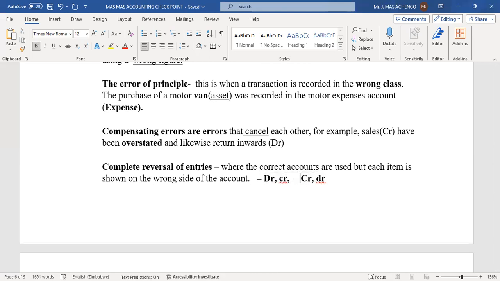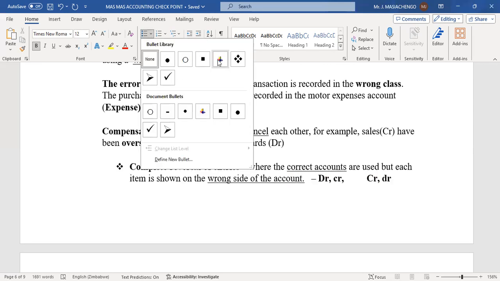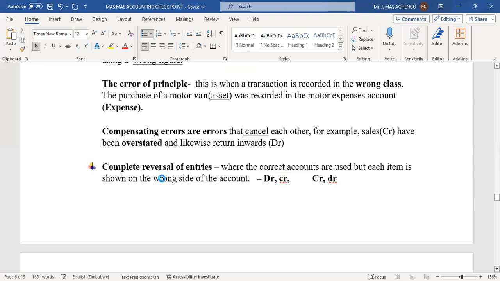Are you seeing the error? An account that was supposed to be debited was credited. An account that was supposed to be credited was debited. This is a complete reversal of what? Of entries. They reversed the entries. I think it's very clear.